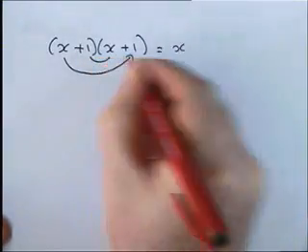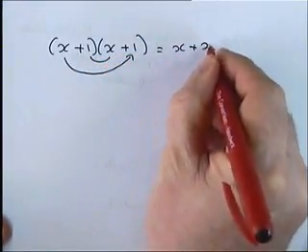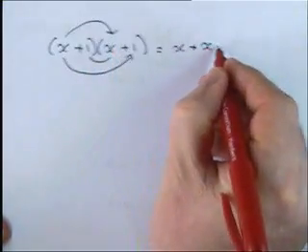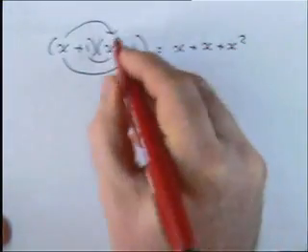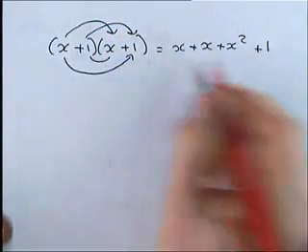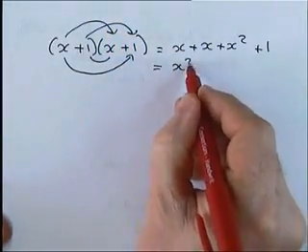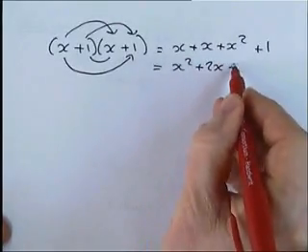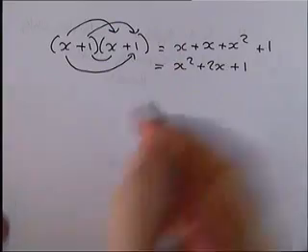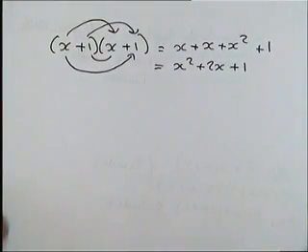x plus another x plus x squared plus 1, which if we rearrange, x squared plus 2x plus 1. So we've simplified and we've moved the term of the highest order, the highest power, which is the x squared here, to the front. So that's x squared plus 2x plus 1. So that's one way of doing it.